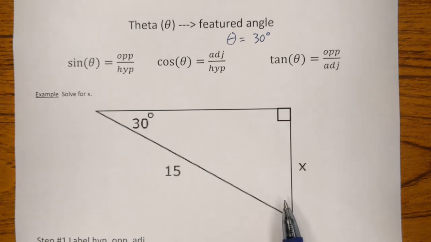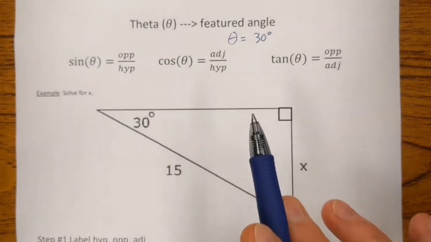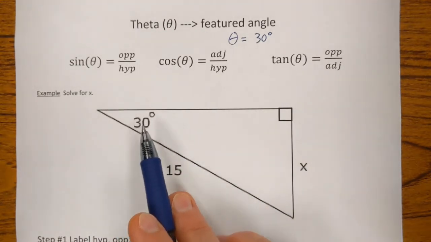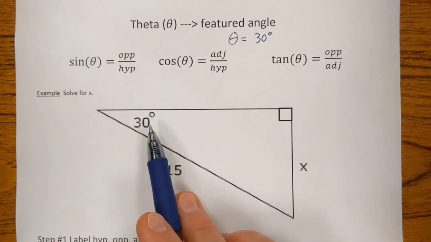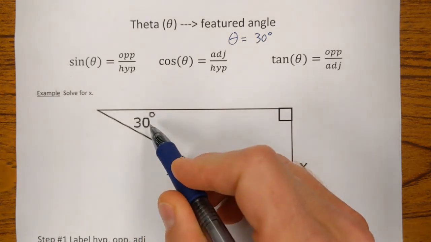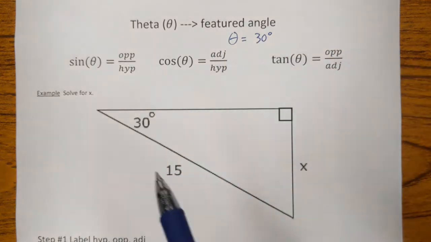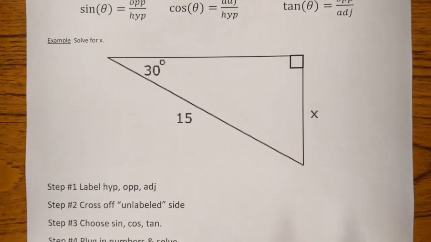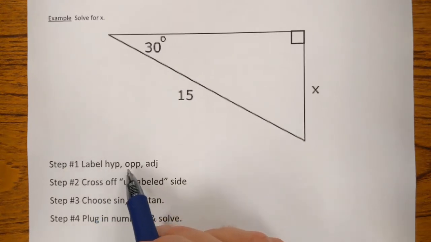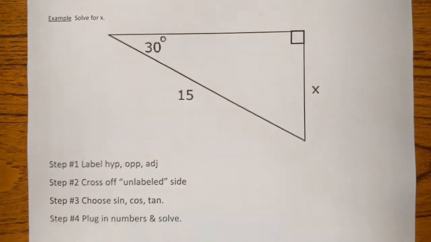In right triangle trigonometry, we have to choose one of these angles that we're going to feature. All of our problems are going to revolve around this one angle, and here we're choosing this 30-degree angle as our featured angle, theta. So step one, we need to start with this triangle by labeling the hypotenuse, the opposite, and the adjacent sides.